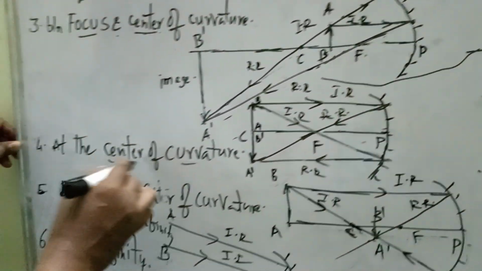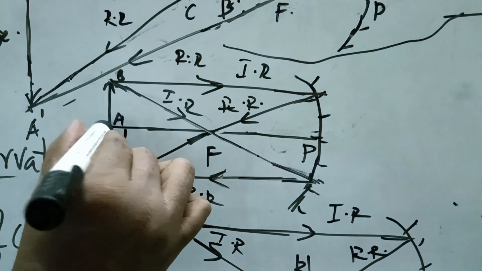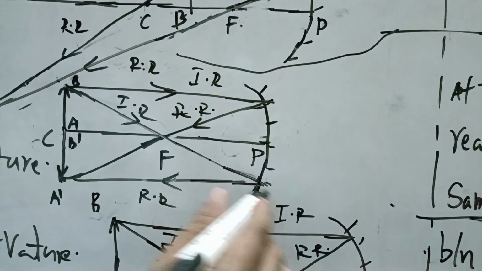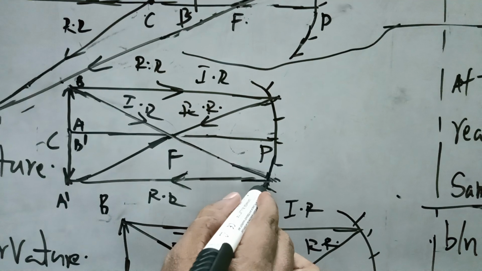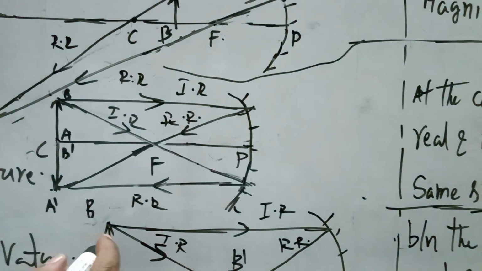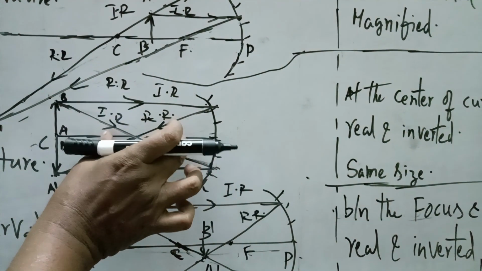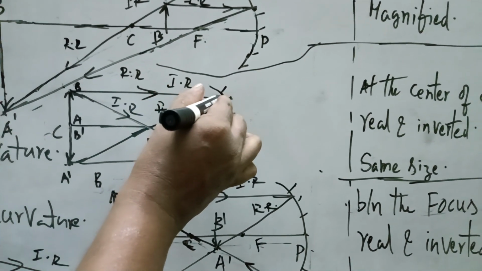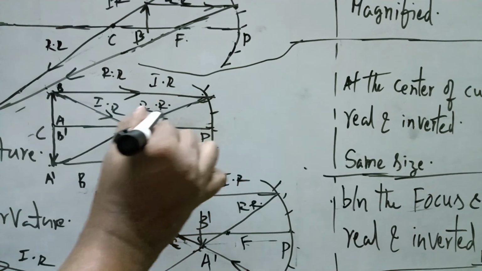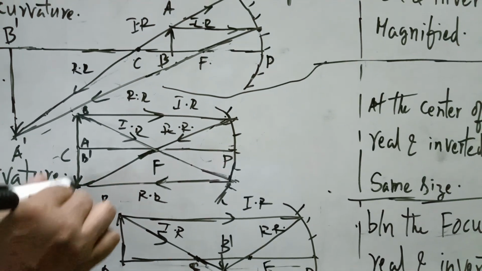Now the fourth one is at the center of curvature. The object is placed at the center of curvature. This is the center of curvature. The object is placed at AB, and this is the incident ray passing through the focus. When the incident ray passes through the focus, the reflected ray will be parallel, and here we are getting the reflected ray. Another incident ray is parallel to the principal axis, and the reflected ray comes through the focus. When the incident ray is parallel to the principal axis, the reflected ray passes through the focus, and they meet at this point. Now here we get A'B'.